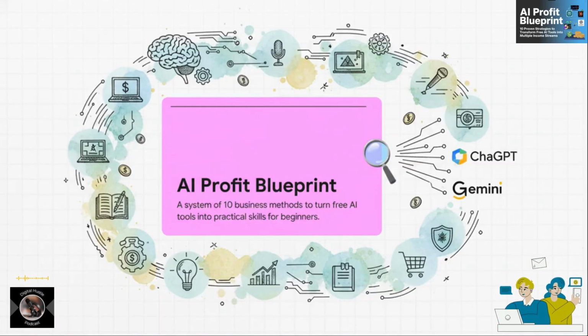Okay, so let's get down to it. What is the AI Profit Blueprint really? Well, at its heart, it's a collection of 10 complete business methods. The whole idea is to show you how to take free AI tools that you've probably already heard of, like ChatGPT, Claude, and Gemini, and turn them into actual practical skills that can make you money. It's all geared towards complete beginners.